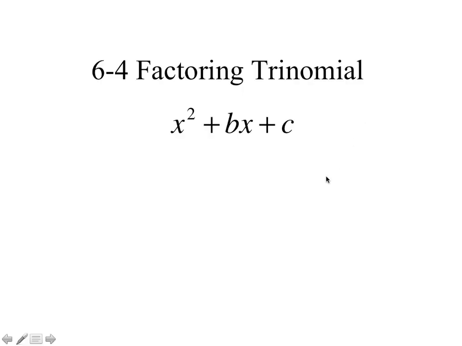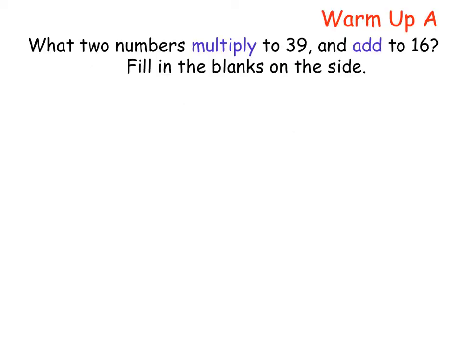Today we're going to look at section 6-4 in your algebra book, and it's going to be on factoring trinomials in the form of x squared plus bx plus c, where x squared does not have a coefficient, no leading coefficient. All right, before we get started, I'd like to do a little warm-up.